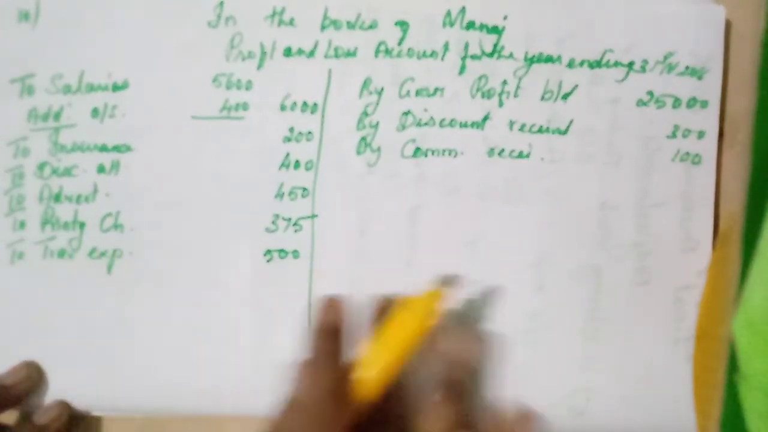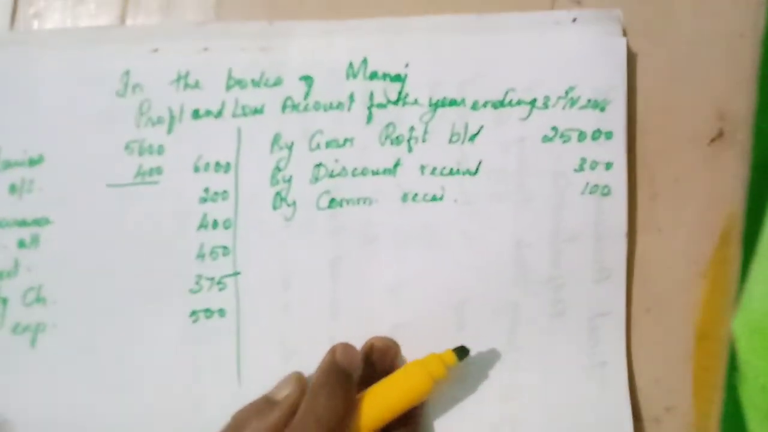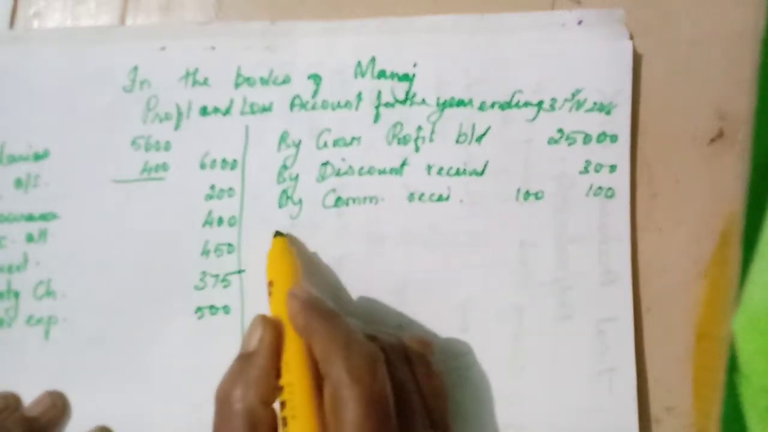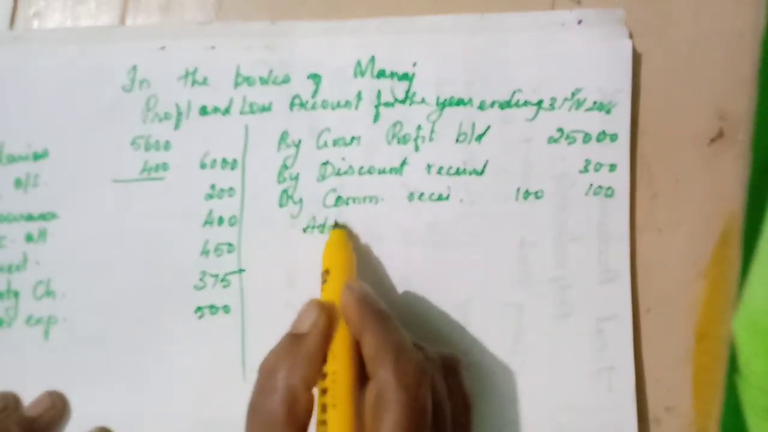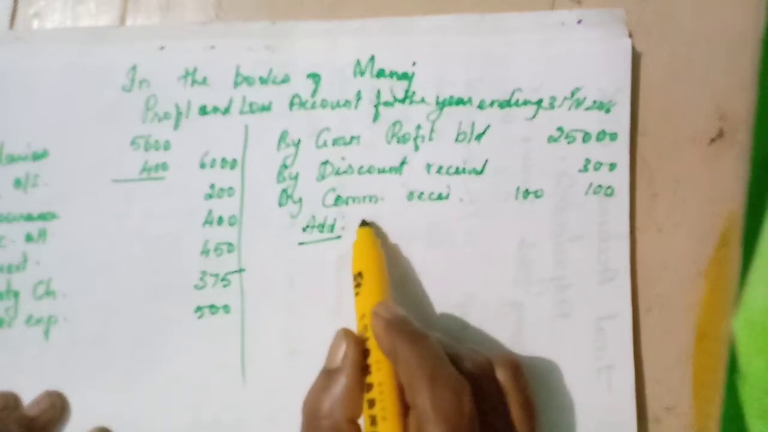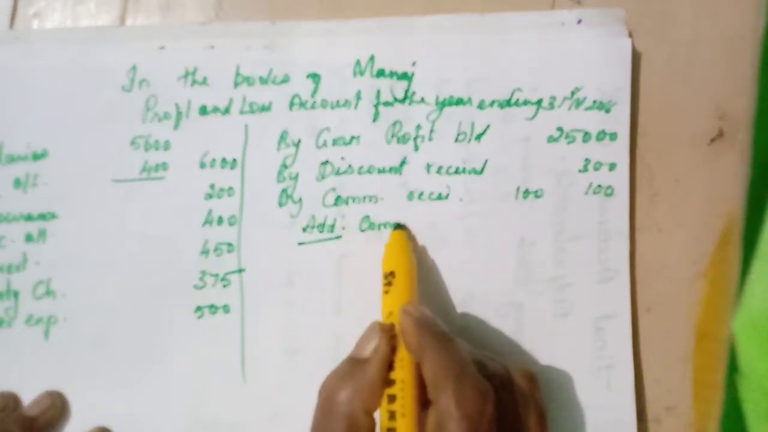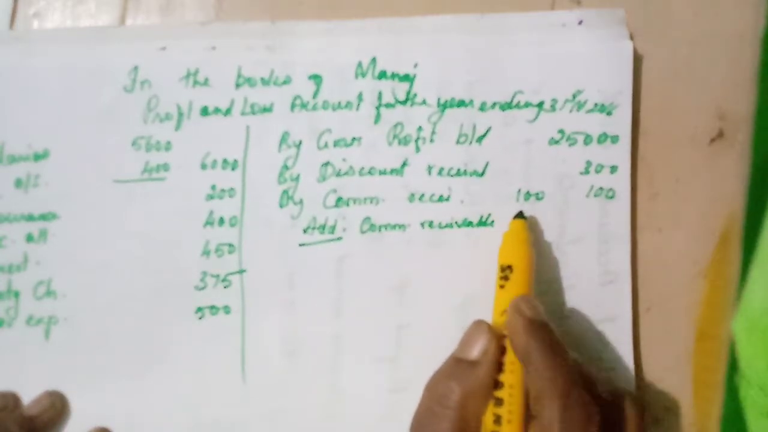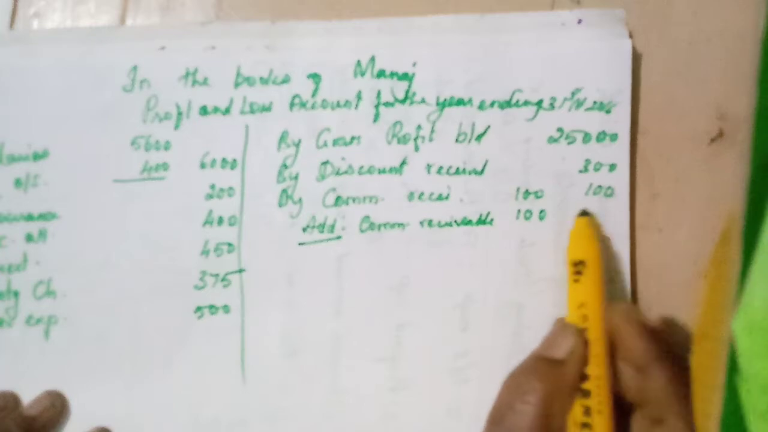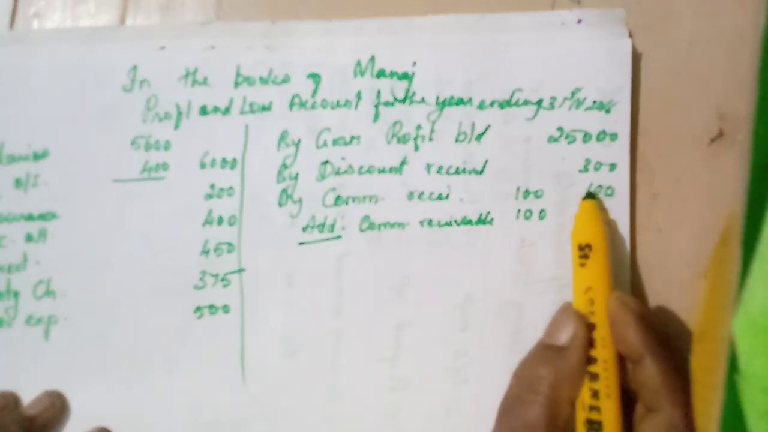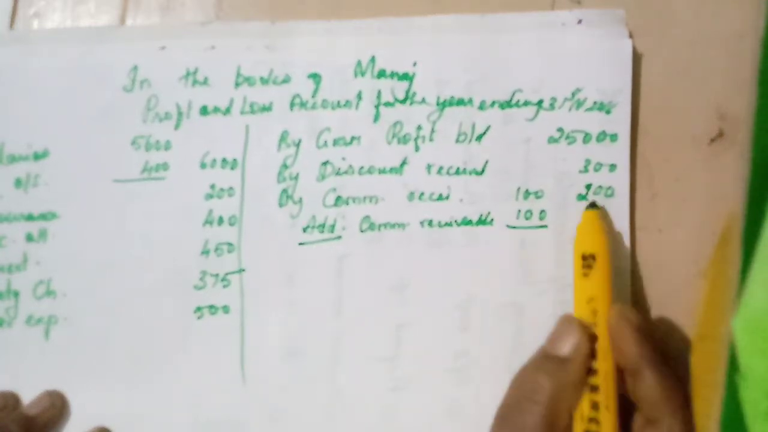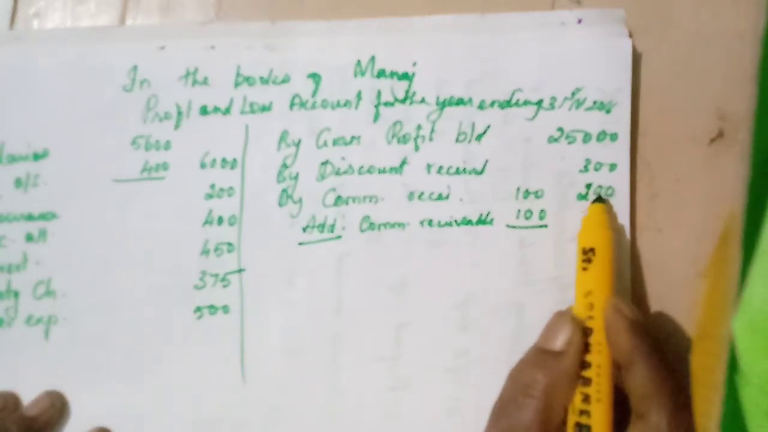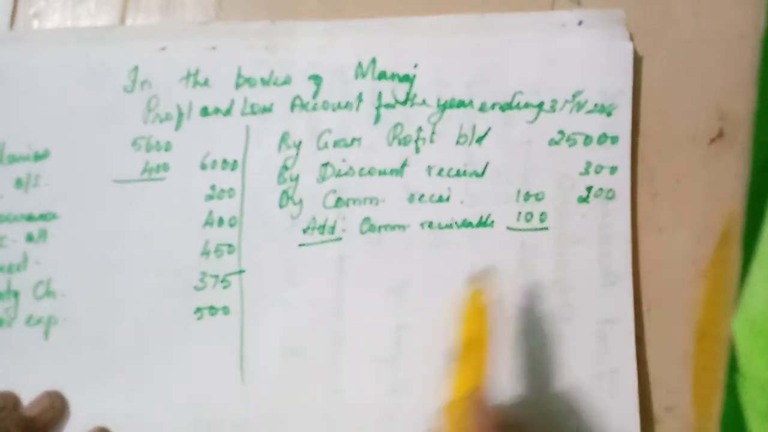Oh, commission receivable is there in the adjustment. Commission received 100. Add receivable, accrued, commission receivable 100. So 200 is the amount. Here only we should write. I am overwriting, but it is visible.